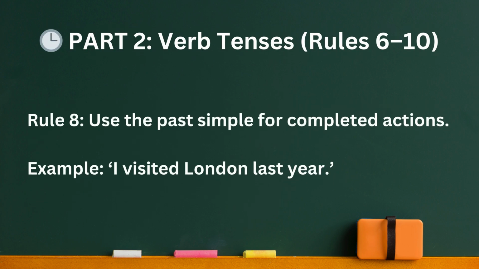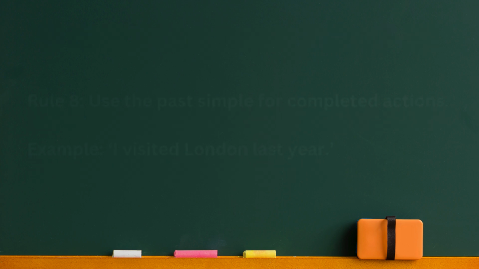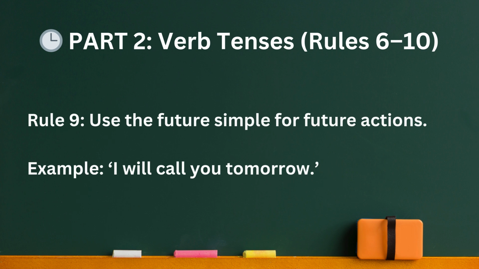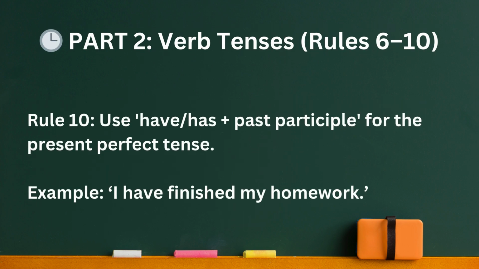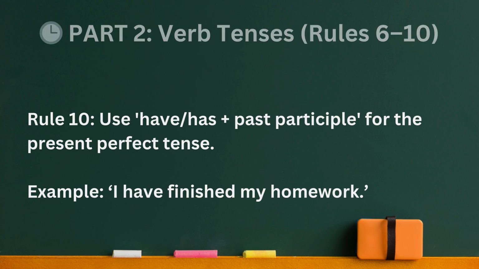Rule 8: Use the past simple for completed actions. Example: I visited London last year. Rule 9: Use the future simple for future actions. Example: I will call you tomorrow. Rule 10: Use have or has plus past participle for the present perfect tense. Example: I have finished my homework.